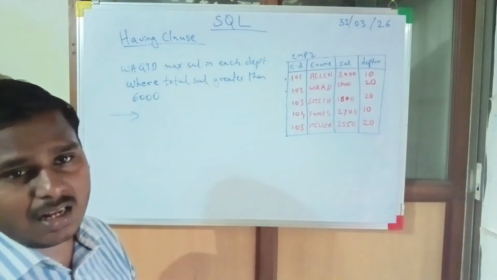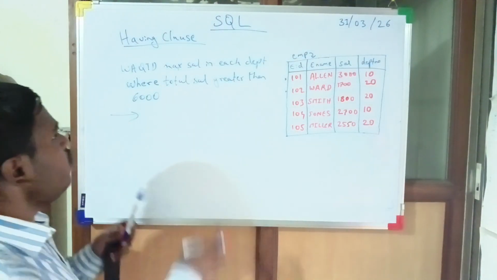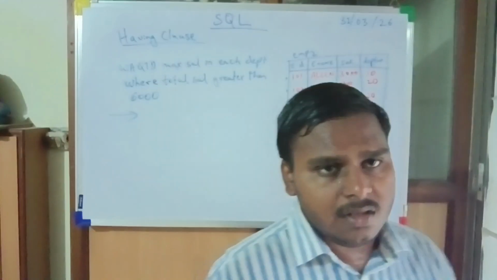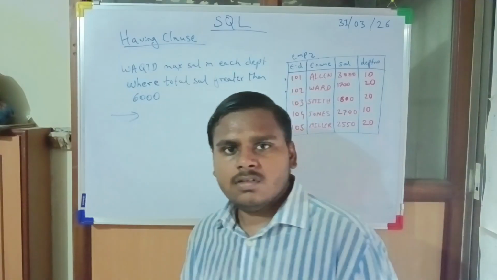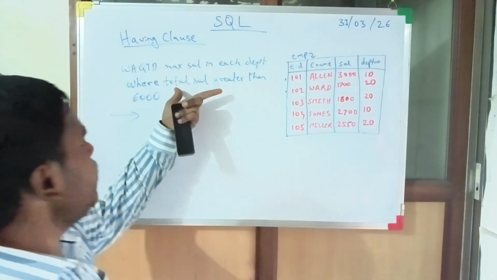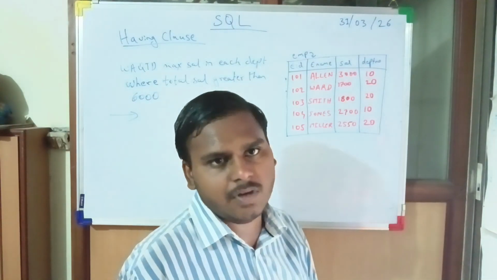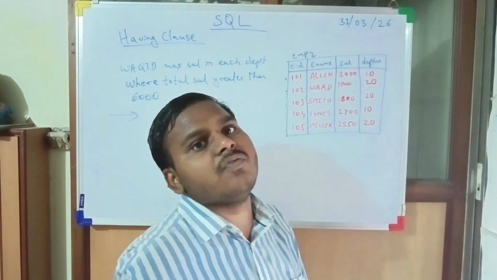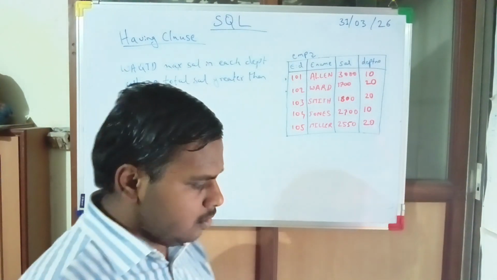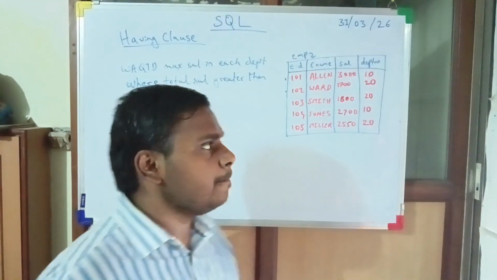If there is confusion for this type of question, the hint is given in the question itself. Total salary means what? Multi-row functions, how many types are there? 5 types. Max, min, average, count, sum. Here which function do we need to use? Sum of sal, which is a multi-row function. Can we use it in the where clause? No, it will throw an error. So, common sense, we have to use the having clause here.